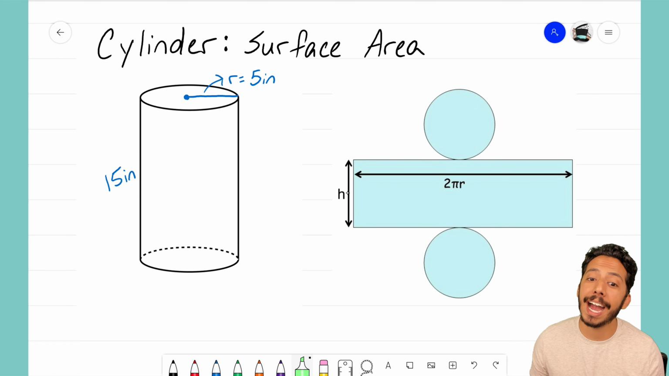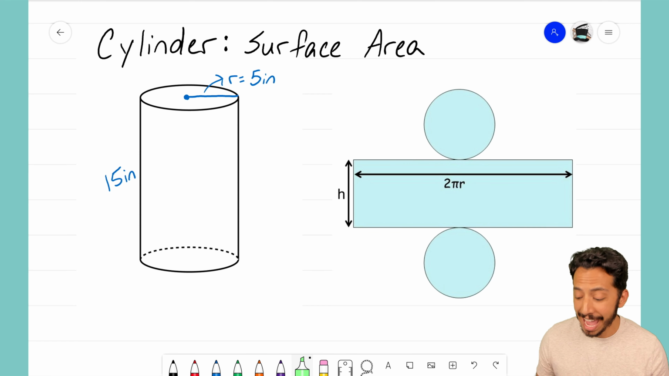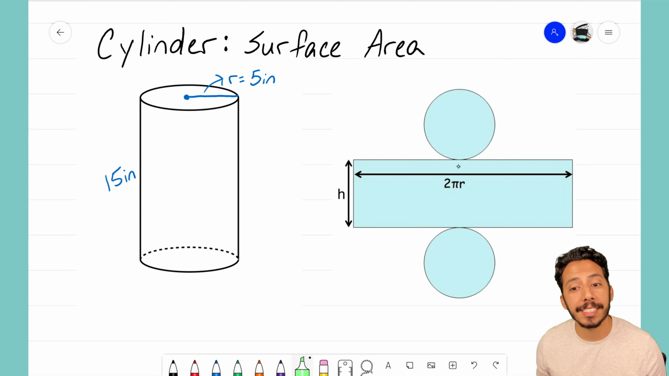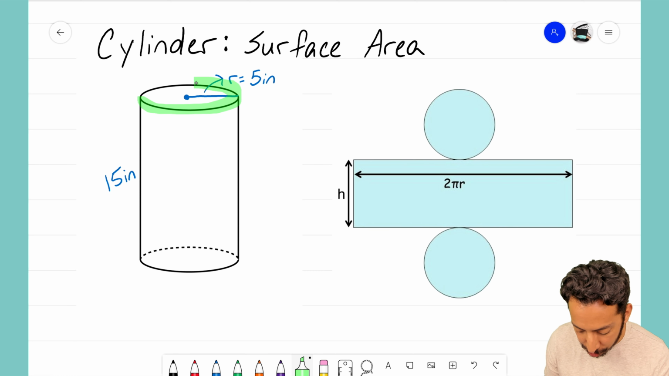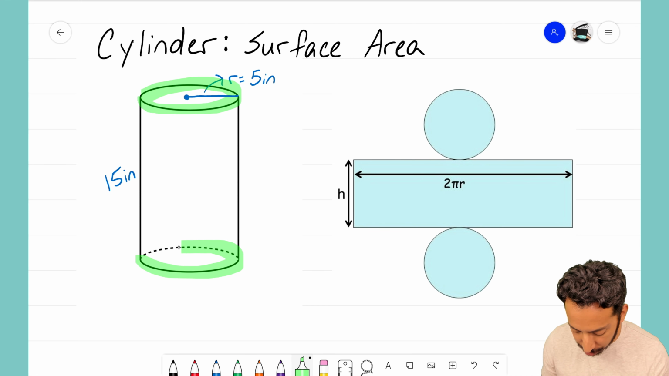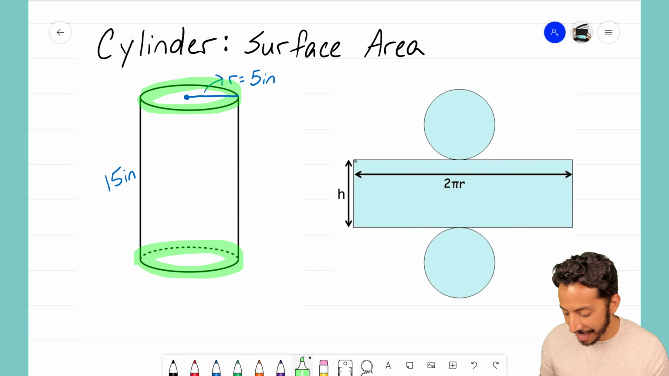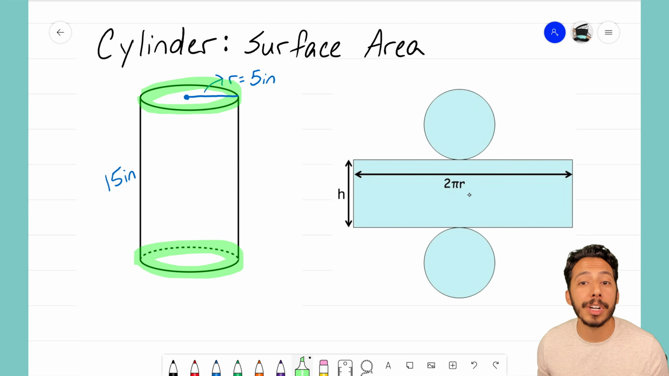Now that rectangle has a height. The height of that rectangle is the height of the cylinder. Now the length running across the top of it, notice that that length there is the distance that's going around the circle at the top and around the circle on the bottom. Really, that distance there is the circumference of our circle. So when we're finding the area of this rectangle, we're going to need to know the circumference of the circle and the height of the prism so that we can find its surface area.